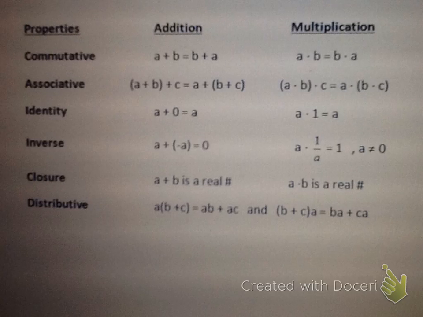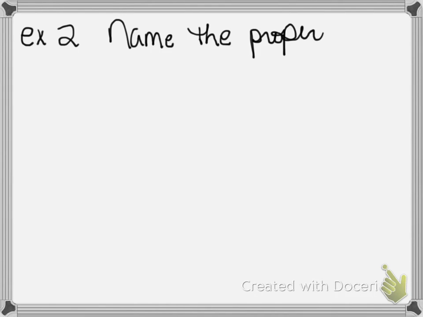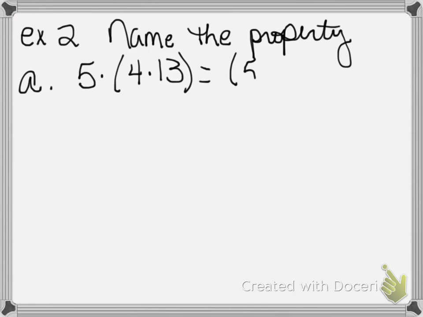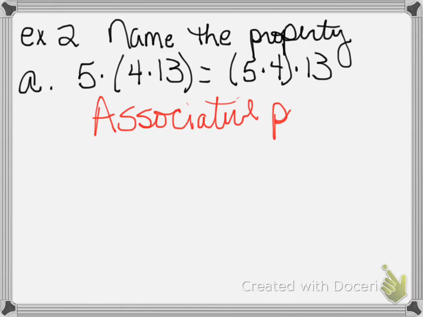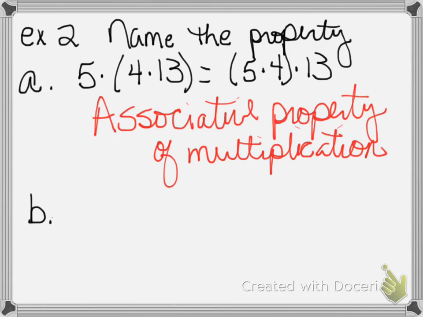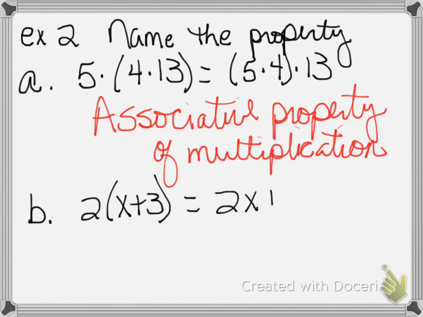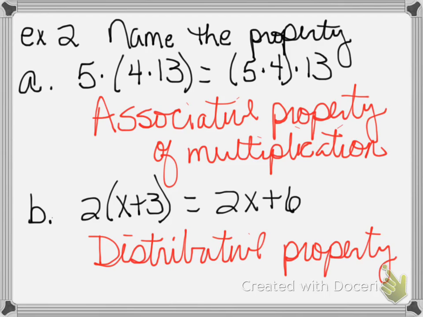Here are some properties. We have the commutative property of addition and multiplication, associative, identity, inverse, closure, and the distributive property. The absolute most important property is the distributive property. You will use that a lot in algebra. Example 2, name the properties. This is an associative property of multiplication because we regrouped. This, example B, is a distributive property.